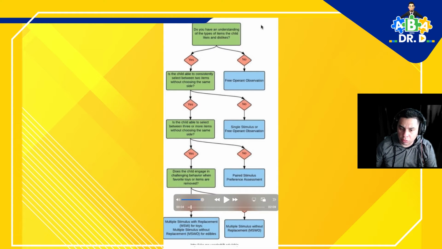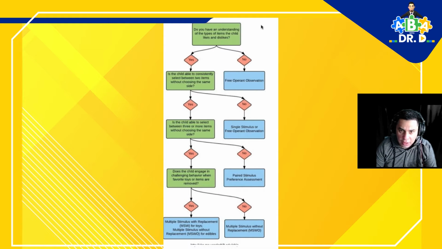It's a really cool diagram that allows you to make decisions about what type of procedure you should implement. At the top, it says, do you have an understanding of the types of items a child likes and dislikes? If the answer is no, then use the free operant observation. If the answer is yes, we move on to the next question: is the child able to consistently select between two items without choosing the same side? If the answer is no, that's when we're going to use a single stimulus or free operant observation.